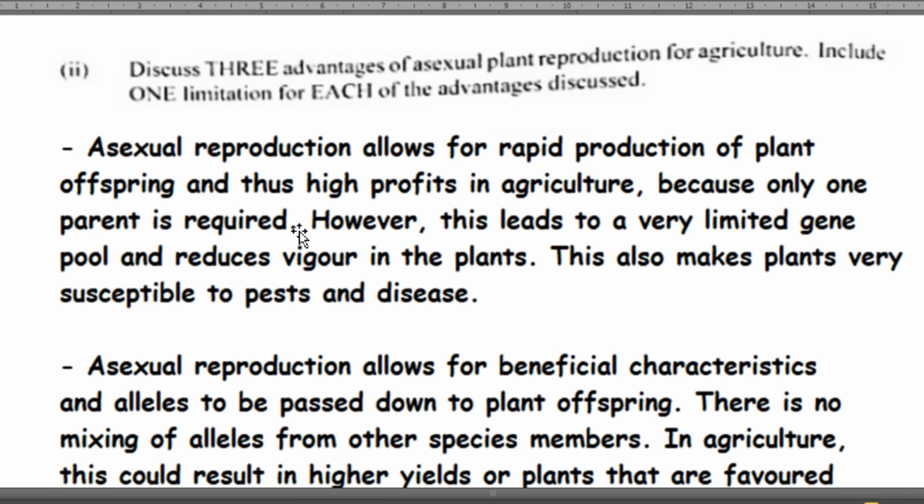You don't have any mixing of alleles or anything like that. You basically get clones. Now the bad thing about getting clones is that it could lead to a very limited gene pool and reduces vigor in the plants. This would make the plants very susceptible to pests and disease. A good example would be some banana plants, and those are grown from cuttings, not from seeds, because the seeds are not viable in bananas. So when one pathogen affects one banana plant, it could affect a whole bunch of them because they are very genetically similar.